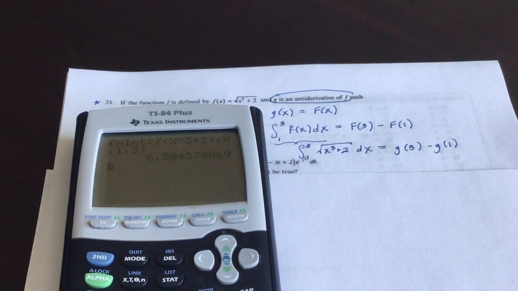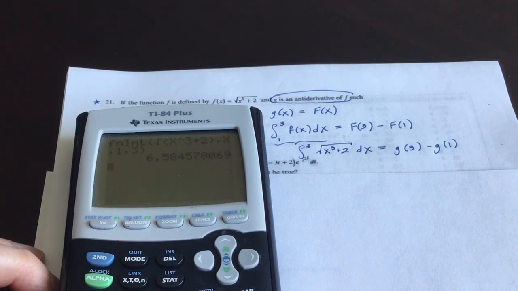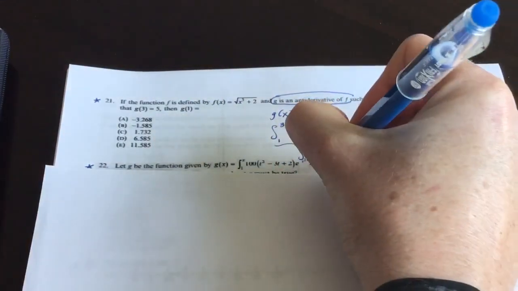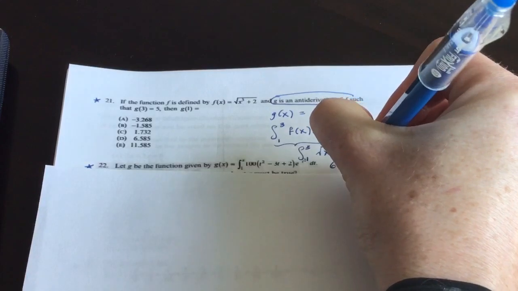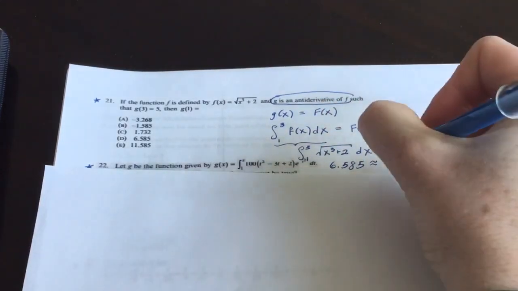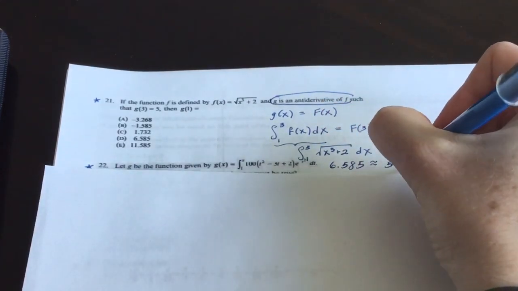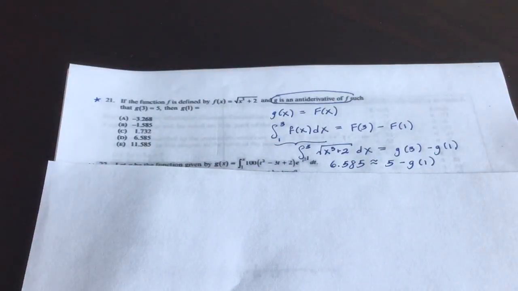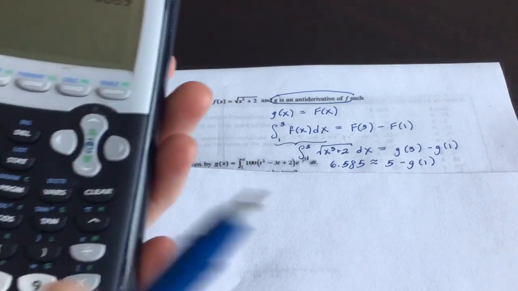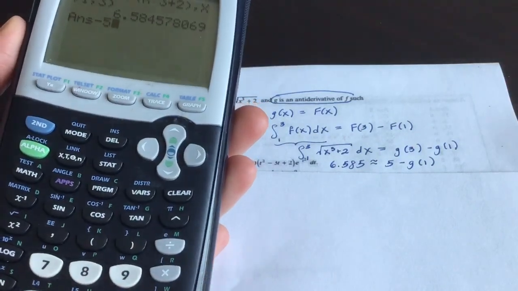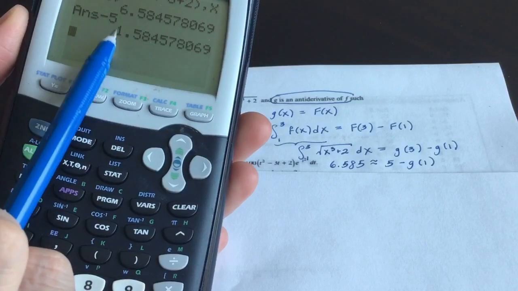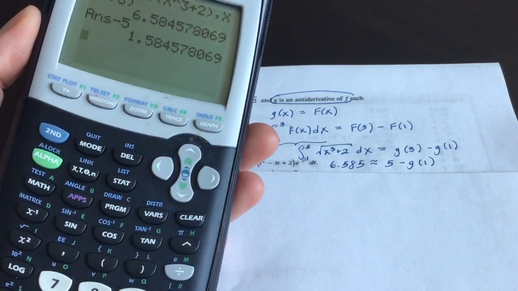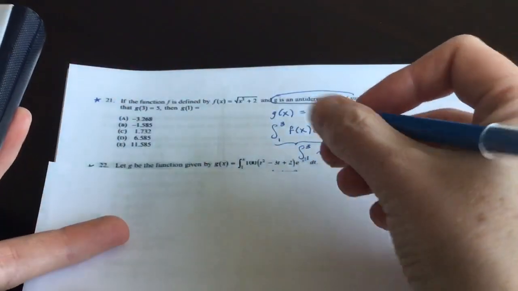Okay, so for the integral piece, I got approximately 6.585. They said g of 3 was 5. And a little algebra 1 leads you to know that really you just need to do 5 minus 6.585. I'll kind of do it backwards and just know to negate my answer. So the answer would be negative 1.584 type stuff.